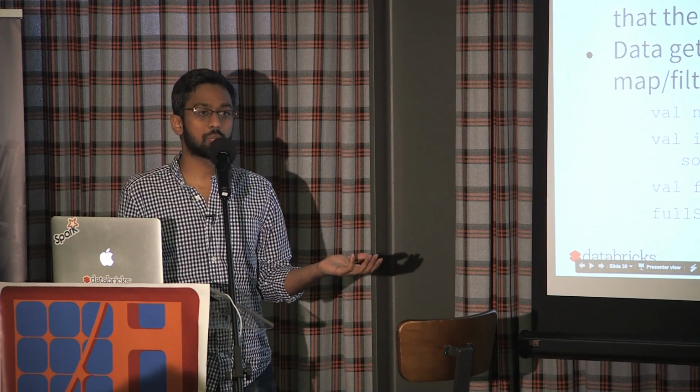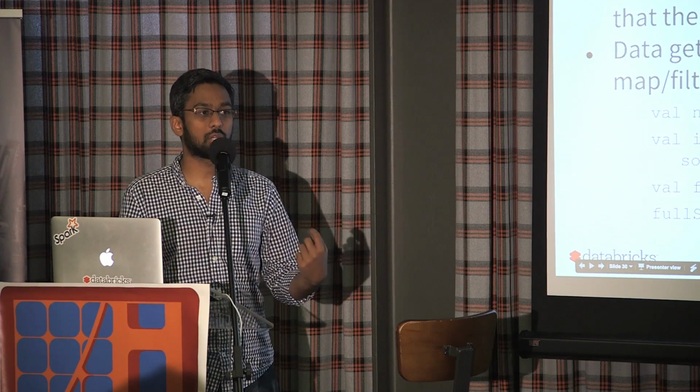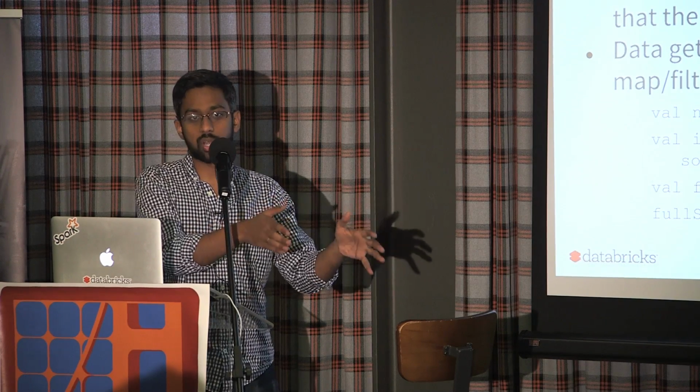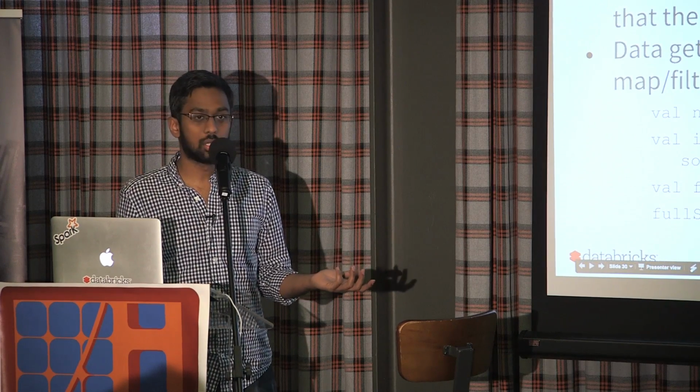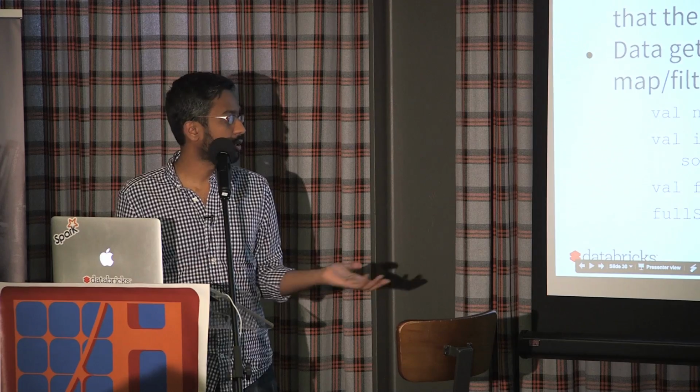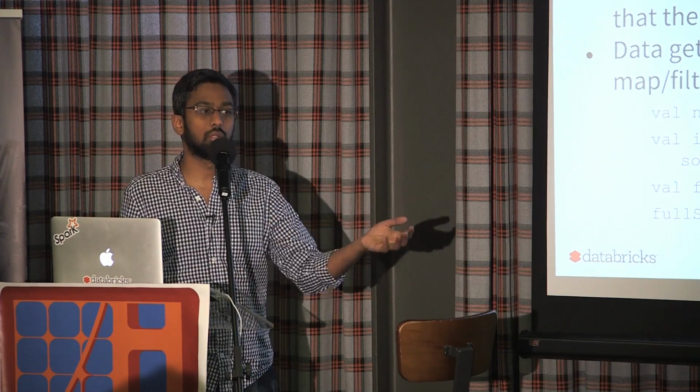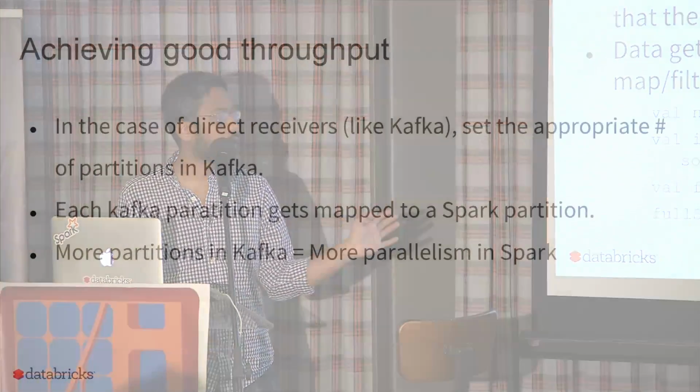A union is a very cheap operation. It's just an update of the metadata for RDDs to say, oh, the partitions are located in these executors. So you get a full stream from all the receivers, and then you can continue with the further operations on the DStream.